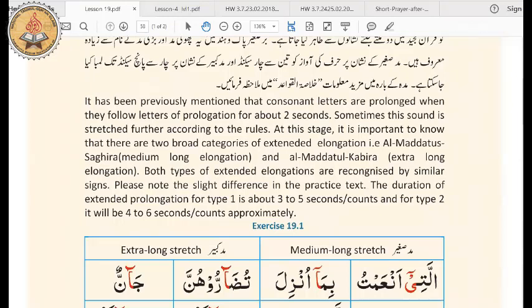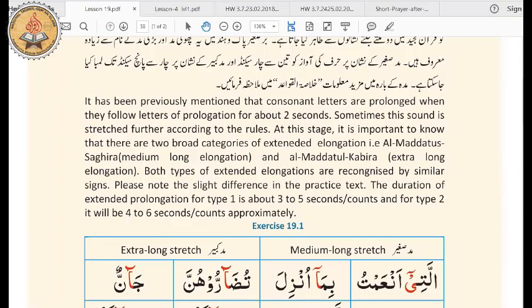At this stage, it is important to know that there are two broad categories of extended elongation. One is al-maddatul saghira, medium long elongation, and the other is al-maddatul kabira, extra long elongation. Both types are recognized by similar signs. Please note the slight difference in the practice text. The duration of extended prolongation for type 1, maddatul saghira or medium long stretch, is about 3 to 5 seconds and counts. For type 2, maddatul kabira or extra long stretch, it is 4 to 6 seconds, approximately.